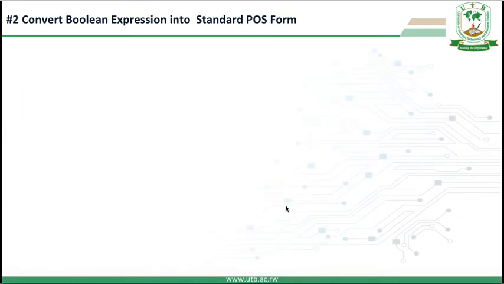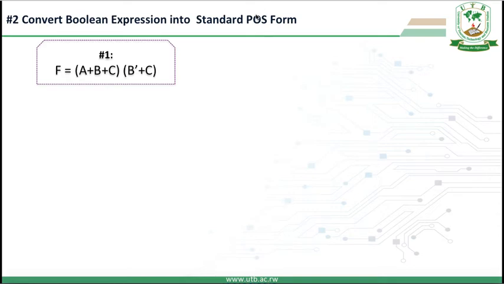Next, let us see the next example of POS form. In this one you can see the expression is different: A plus B plus C, times B complement plus C.